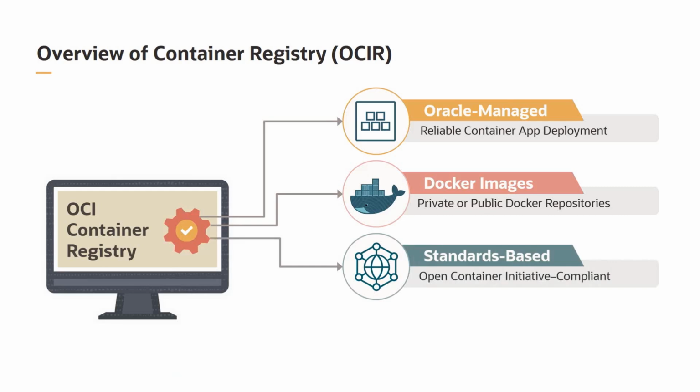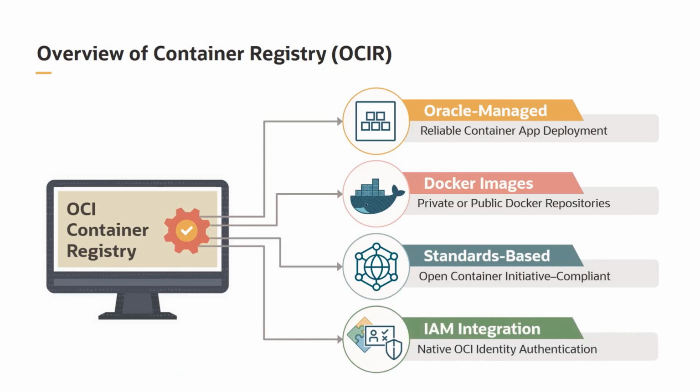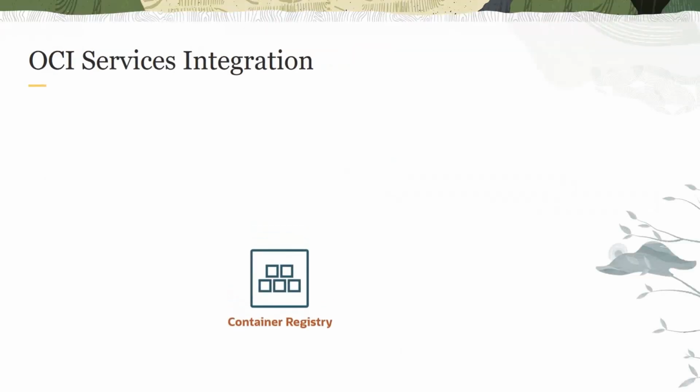Since OCIR is also an Open Container Initiative compliant registry, you can store any container image that conforms to Open Container Initiative specifications. And Container Registry is integrated with Oracle Identity and Access Management Service, which provides easy authentication with native OCI identity. Additionally, it also supports private access from other OCI resources in a virtual cloud network within the same region through a configured service gateway. OCIR essentially serves as the central registry for all container images throughout an OCI tenancy region.